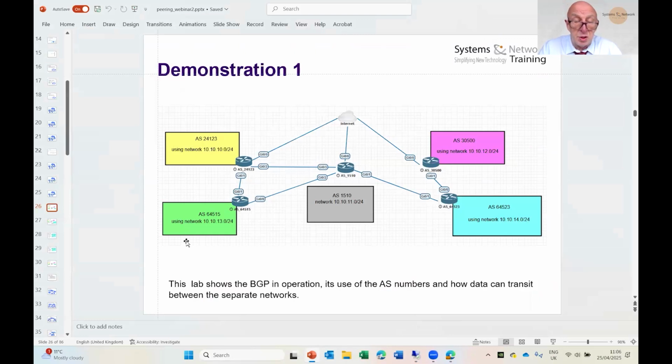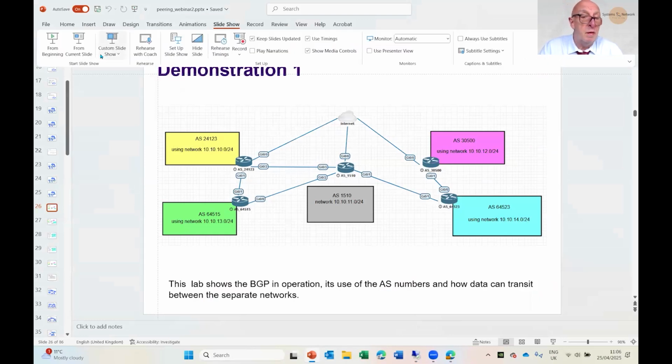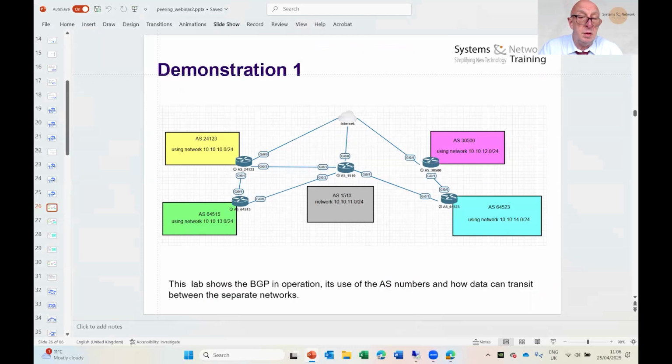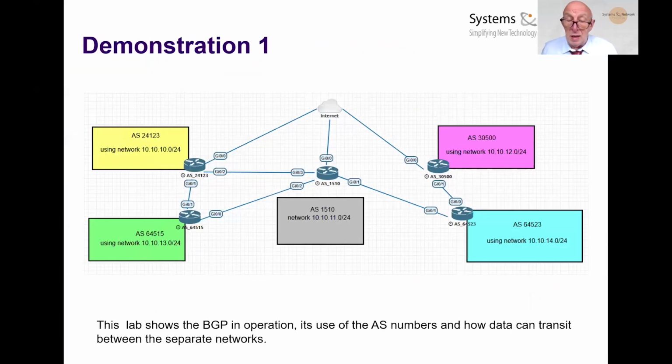Right, so we're back to my notes. So there it is. That lab showed BGP, the use of its AS numbers, and how data can transit between separate networks.